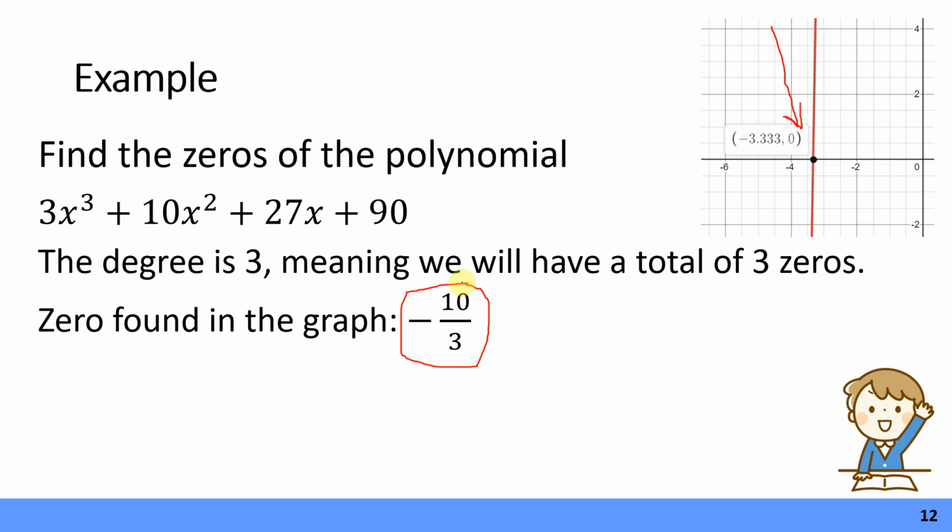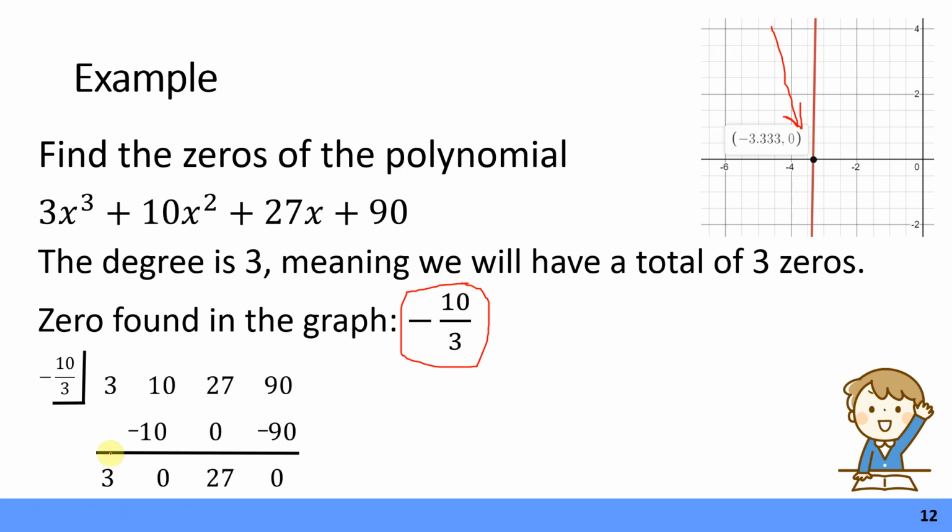Now, like I said, we're supposed to have a total of 3 answers, and I only have 1. So that means we are going to have to do synthetic division. And yes, with a fraction. So here's our synthetic division. That number obviously goes right here, the one that we found on the graph. And then here we have all the numbers, the coefficients from our problem. So we have the 3. What comes after x to the 3? X to the 2. So that's the second number. What comes after x to the 2? Just the x. So that's the third number. And then after x comes a number with no x, which is the 90.